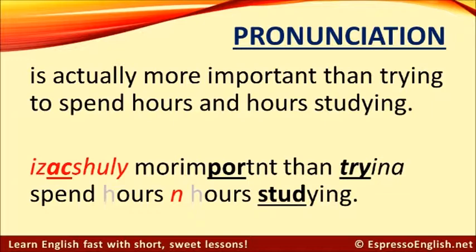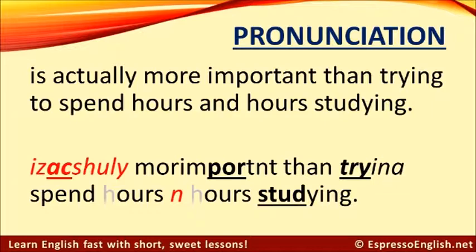Then we have more important. The word more kind of runs into the word important, and the last syllable of important kind of gets reduced. We don't say important. We say important. More important. Then try and spend. Again, you can see the word to just becomes a little sound at the end of trying. Try and spend.